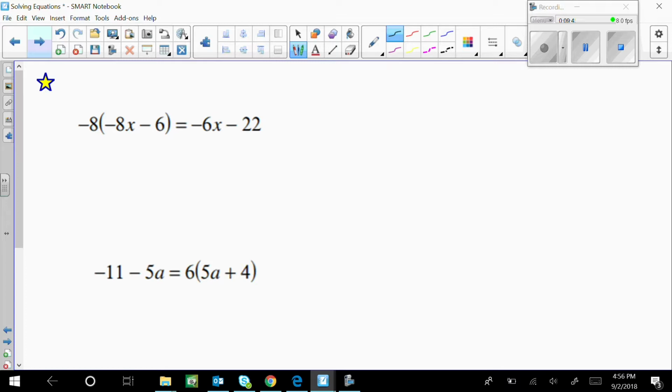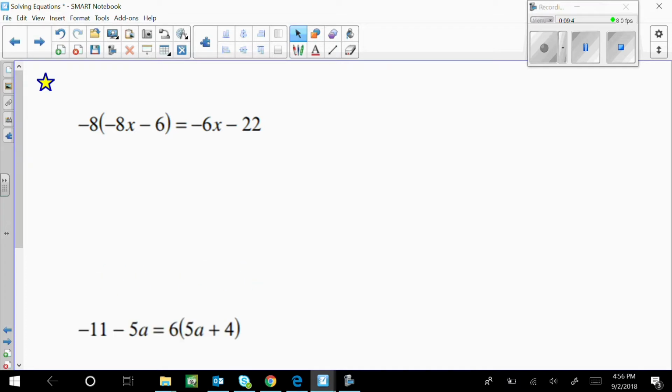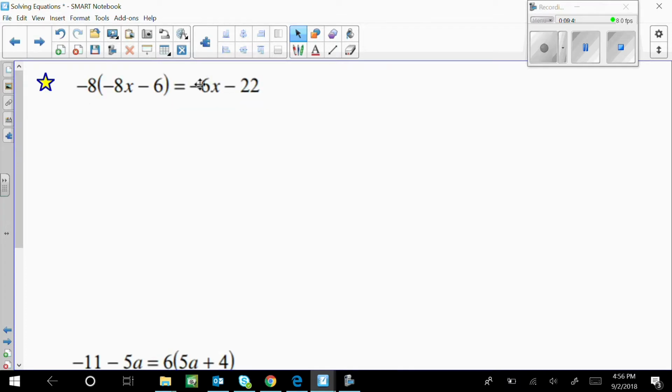All right, these two is where it gets a little bit trickier. Let me move this problem down a little bit so we have more room. Now we're going to have distributing and combining like terms. So the very first thing I'm going to look at, I have parentheses. I know I'm going to have to distribute.